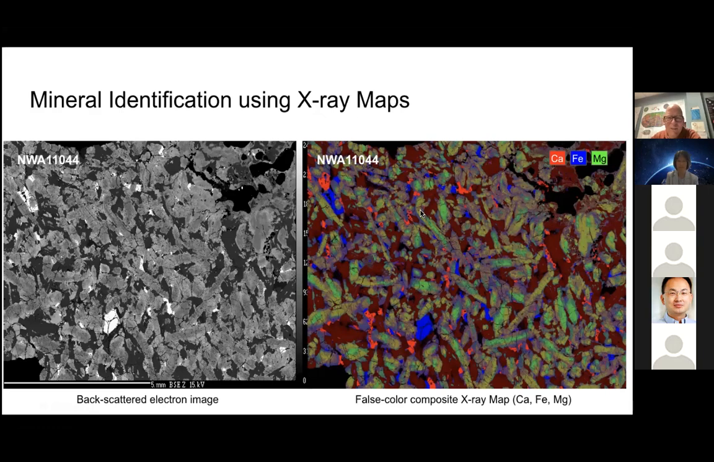So this is an example of why these X-ray maps are so useful in visualizing and understanding the different types of minerals and the elements that make them up.